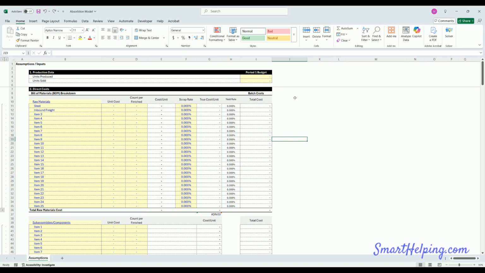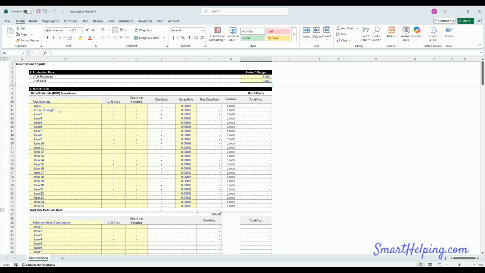Okay, so let's start with the units produced. So let's say in a given period, whatever that might be, it could be a year, a month, whatever, it doesn't matter. Just in whatever period, let's say we're going to produce 5,000 units of something. And let's say in that same period, we're going to sell, and the selling is only going to be relevant for the income statement, but not really the absorption costing. But let's just say we'll sell 3,000.